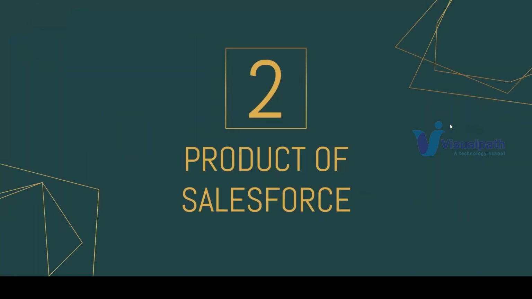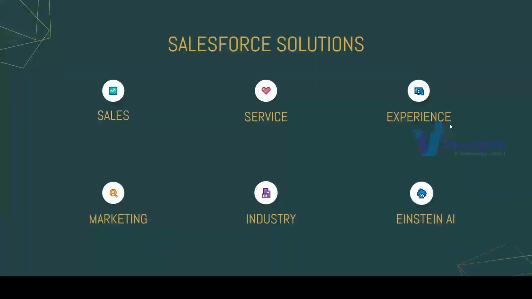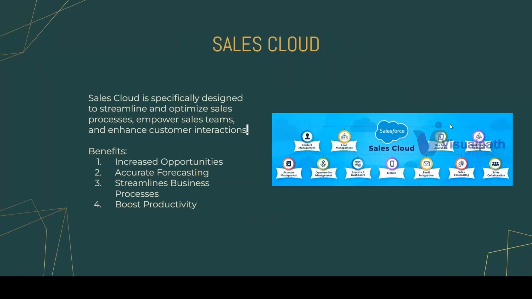And then coming to the products, I told there are six products we will be talking about today: Sales, Service, Experience, Marketing, Industry, and Einstein, right? Out of these, first we are going with Sales Cloud. If you see the picture, there are contact management and lead management. Leads, in Salesforce terminology or in any business terminology, are generally prospect customers. They have shown interest in your product, but they have not actually bought the product from you. They are not taking that service as of now, so they will be considered leads.